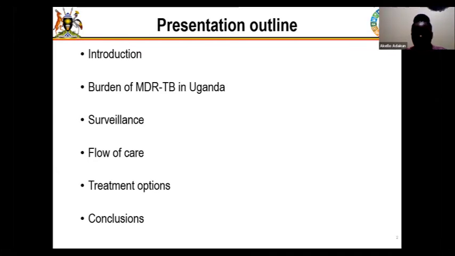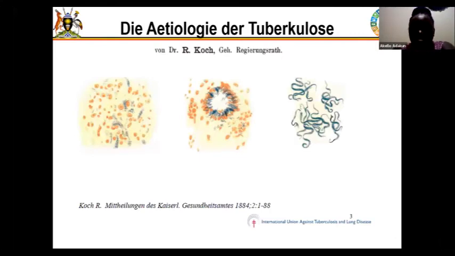So this disease called tuberculosis is caused by a bacterium called Mycobacterium tuberculosis. This is a very old disease. It was discovered in 1884 by a scientist called Dr. Robert Koch.